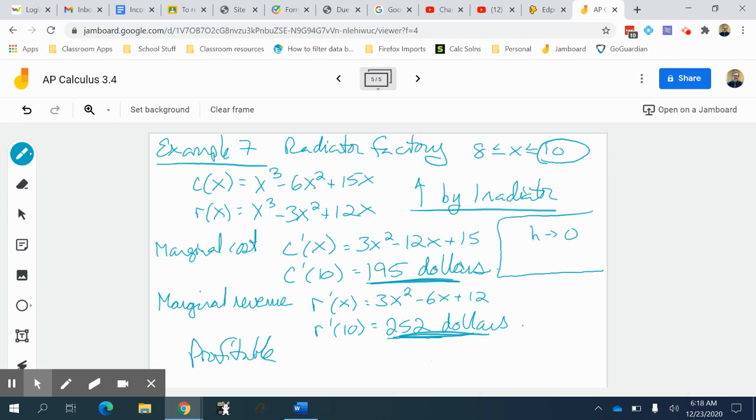All right, that's a quick example. That is the end of section 3.4. I will have a recap video.